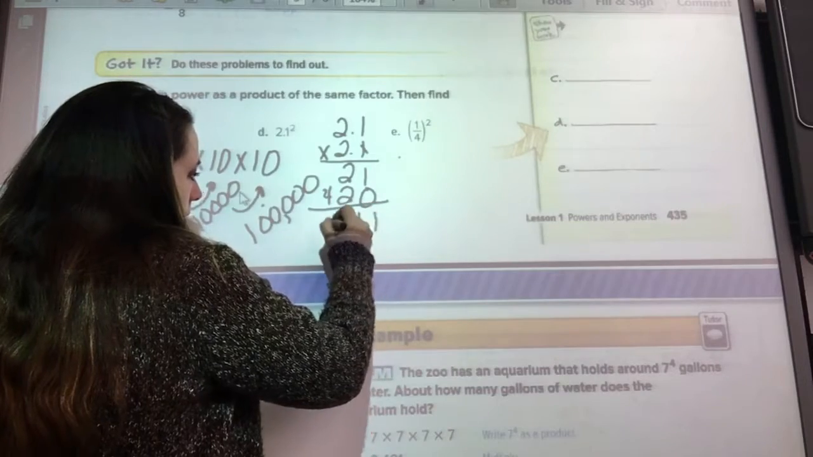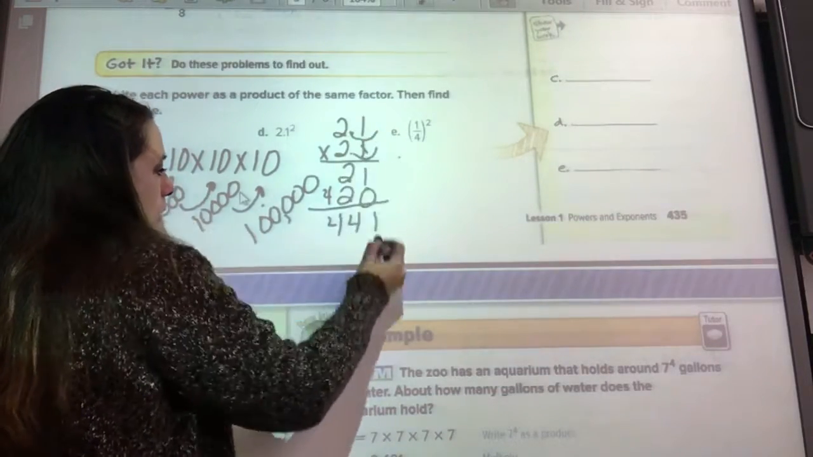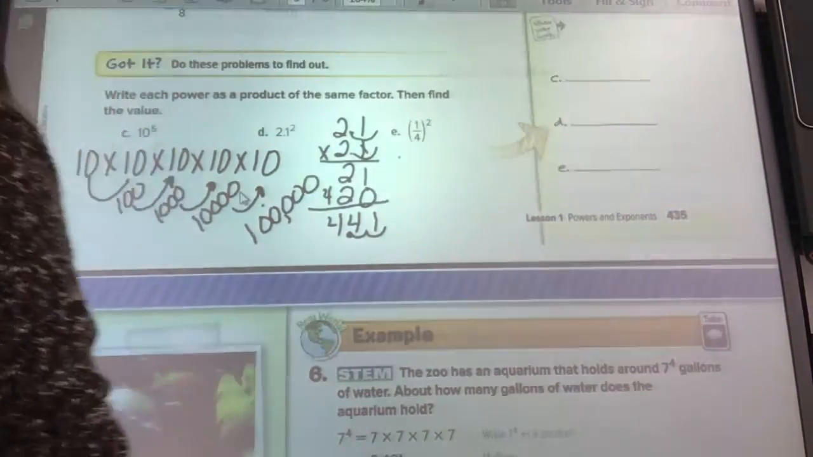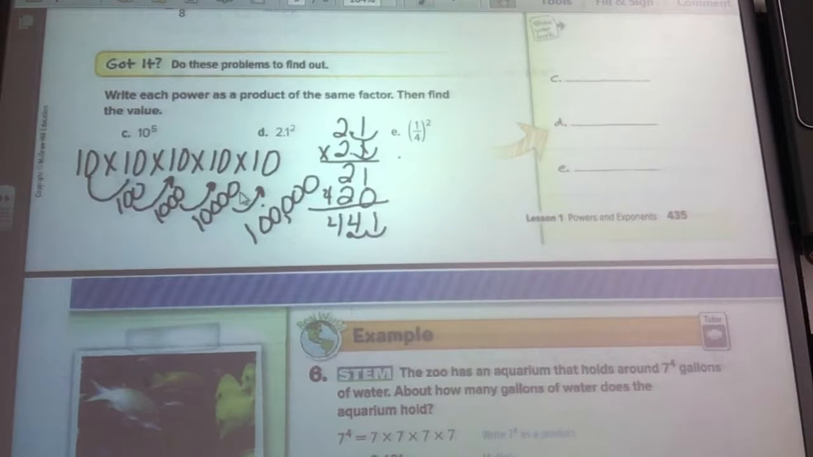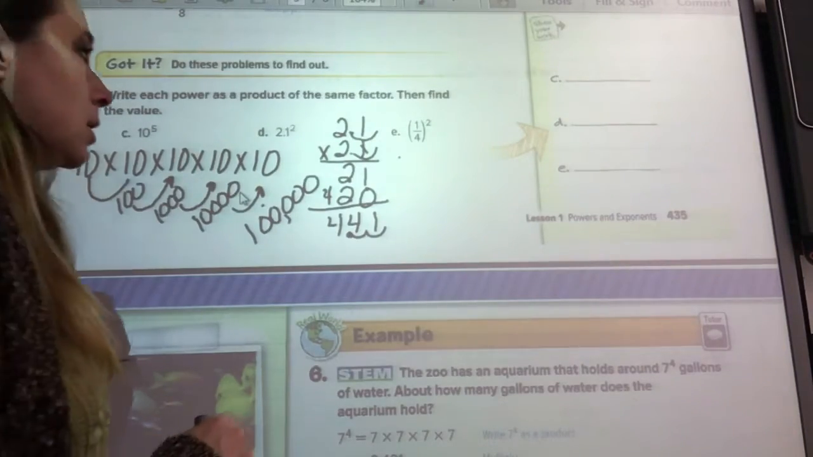1. Okay, then I remember the decimal. I got 1 here, and 1 plus 1 is 2. So 4.41 should be my answer for that one. Again, you can multiply any way you want to. Just make sure you count up your total decimal places and put it where it belongs.